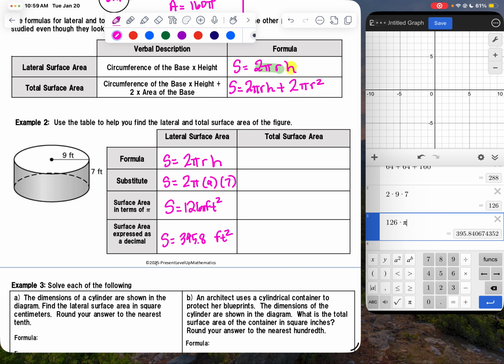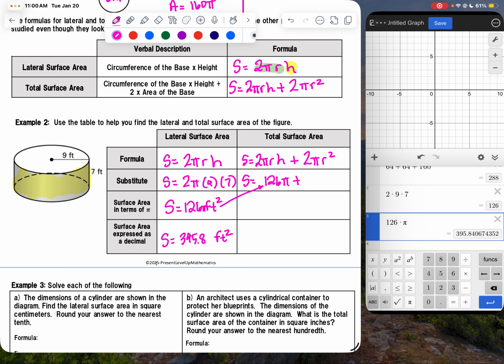Now, what if we asked for the total surface area? Because remember, the lateral surface area is just the area around here. It does not include the top or the bottom. To get the total surface area, then we want to include the top and the bottom. So that would be 2 pi r h plus 2 pi r squared. So if I substitute here, I already know the 2 pi r h was 126 pi. I'm getting that from right here.